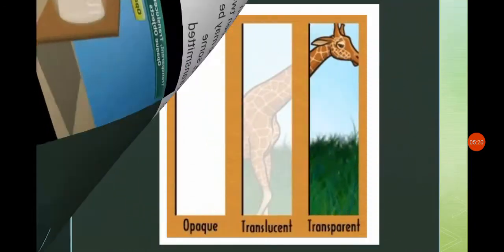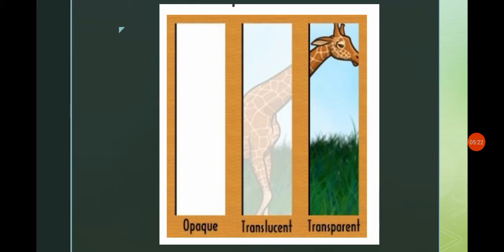This picture will help you understand what we have discussed just now: obscure, translucent, and transparent. In this picture, it has been divided into three parts. One part we cannot see at all, the body of the giraffe. In one part we're able to see a little bit but not clearly. In the transparent part, we can see it clearly. So obscure, translucent, and transparent.